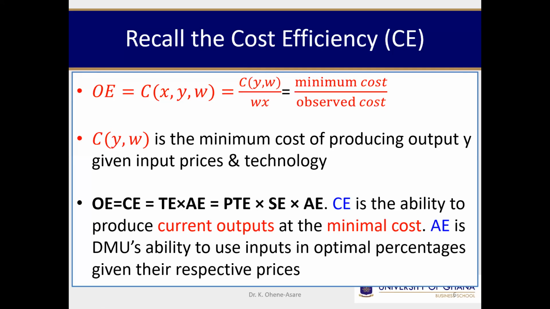Now, this is where it becomes interesting, the decomposition. The overall efficiency, which is the cost efficiency, can be decomposed into technical, what I told you before, and allocative. The technical alone can be decomposed into pure technical and scale. Therefore, the cost efficiency can be said to be pure technical, scale efficiency, and allocative efficiency.